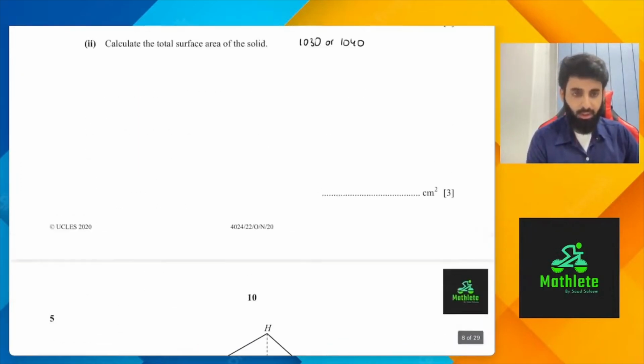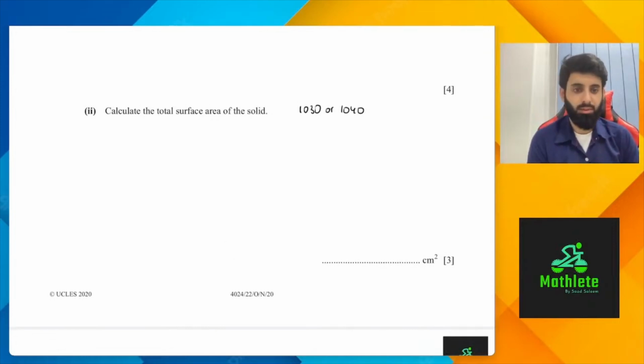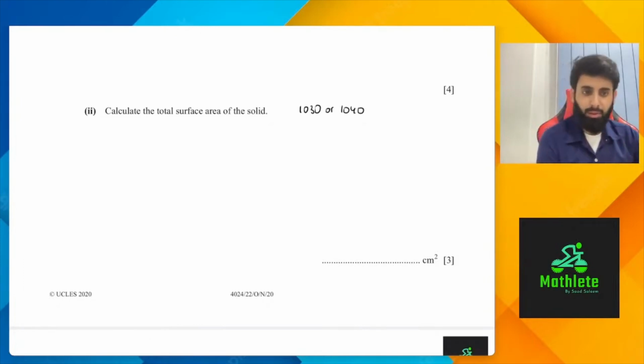This question, by the way, is one of my personal favorite questions. This is from October-November 2020, paper 2, variant 2.